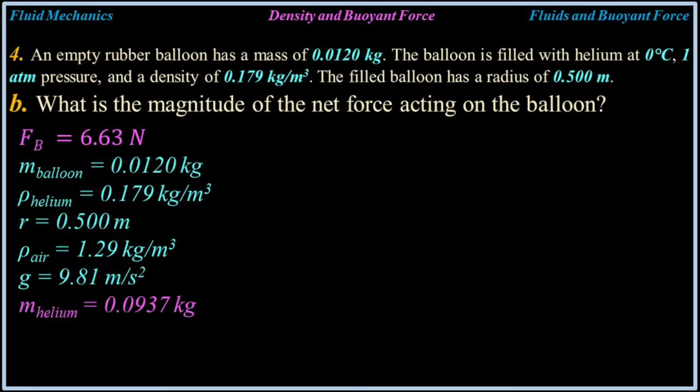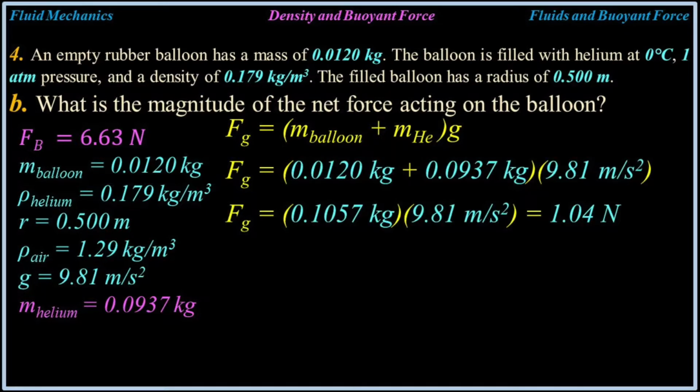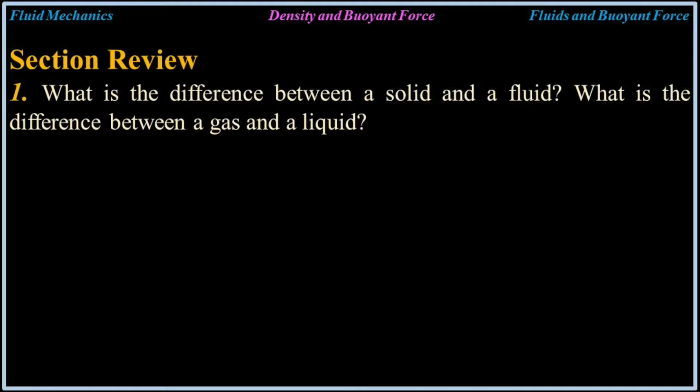Now, I put that in my givens, and now I want to solve for the net force acting on the balloon. There's the weight. I plugged in for the weight. And now I know that the buoyant force minus the weight is going to be my net force. And I plug in and I calculate 5.59 newtons.